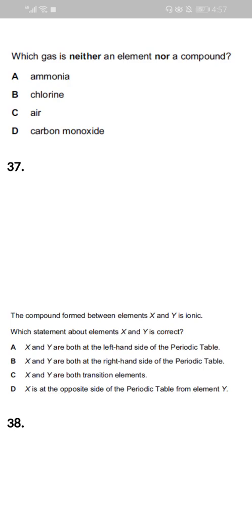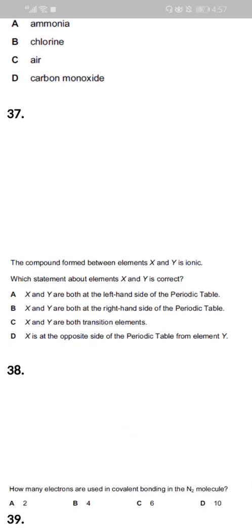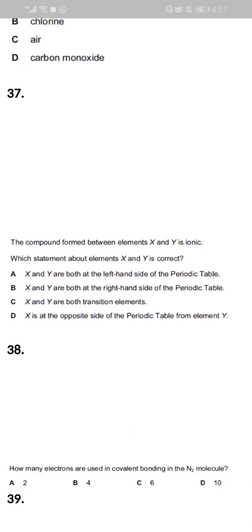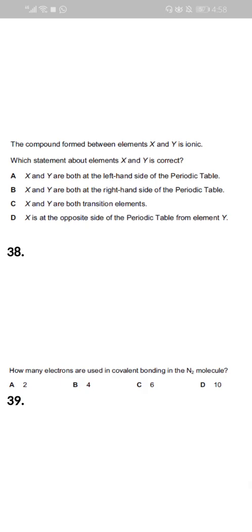X and Y are both on the right side of the periodic table. If they are on the right side, they are non-metals, and whenever non-metals react with non-metals, they form covalent, not ionic, compounds. X and Y are both transition elements. Transition elements are also metals, and metals do not react chemically. X is at the opposite side of the periodic table from element Y. Yes, D is the right answer. If X is a metal, then it is on the left side, and Y is a non-metal present on the right side, opposite to each other.